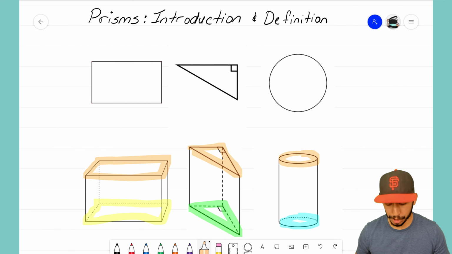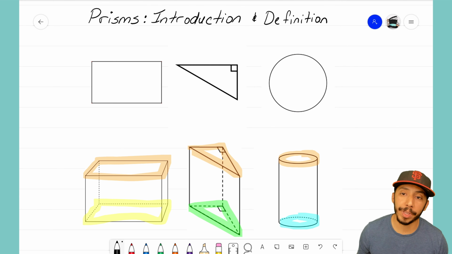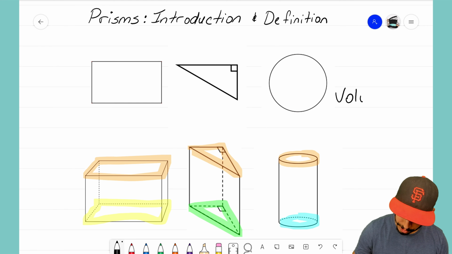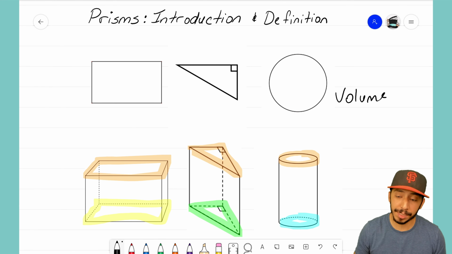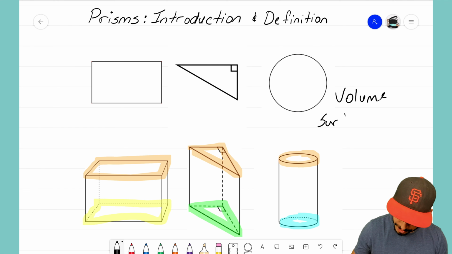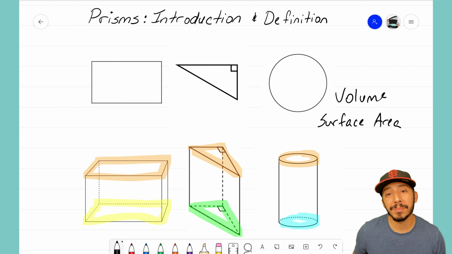So those are the main two things that we can do with prisms. Finding the volume, basically how much is going to fit inside the prism, and then finding the surface area, which is really finding the area of all the sides. And in my next couple of videos, I will go through exactly how to find the volume and the surface area for many different types of prisms.